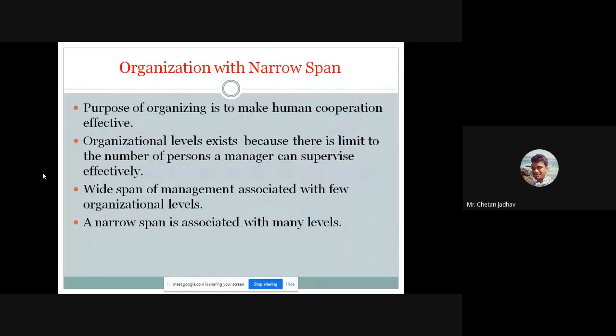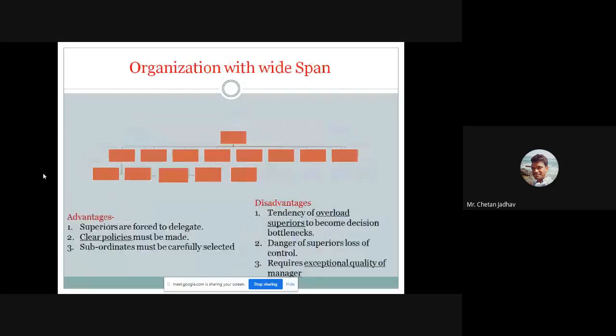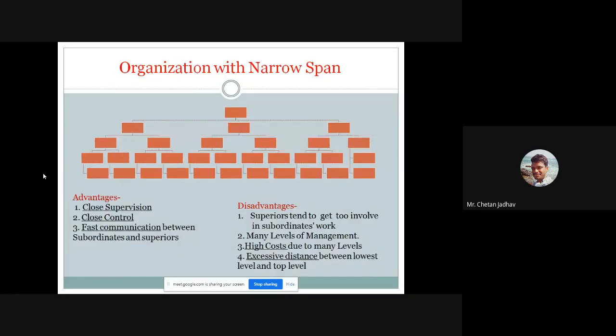So we have seen the organization with a narrow span, and second, the organization with a wide span. The organization with a narrow span is well structured with different levels. It consists of different levels. Levels means like a top level manager, after that some subordinates, after that superiors, then different group leaders, team leaders, and then employees.